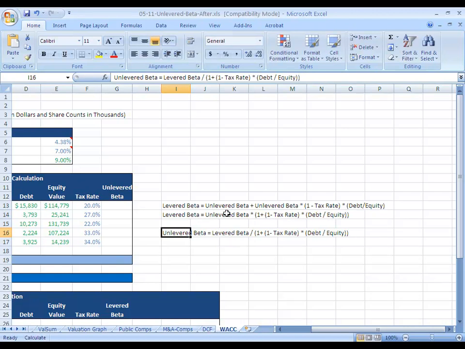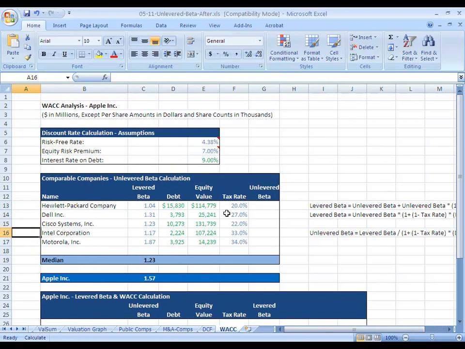And so that's our formula for unlevered beta, and that is how we derive it and how you can think about this formula intuitively and how we actually get to the real formula we use in this analysis. So what we're going to do now is apply this formula to each of these companies.